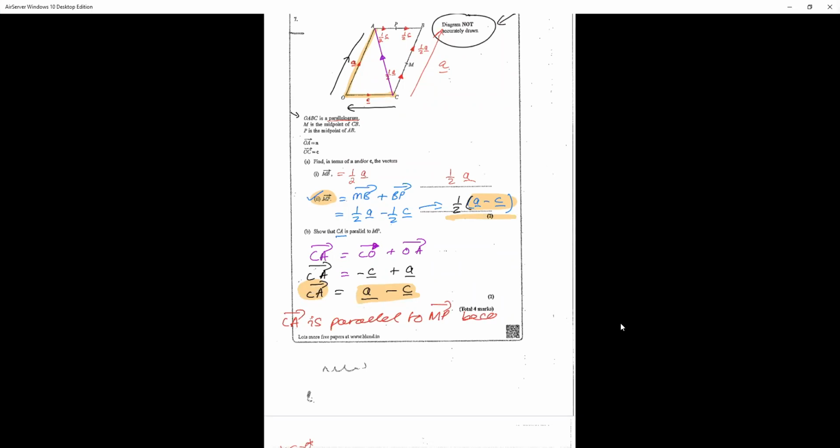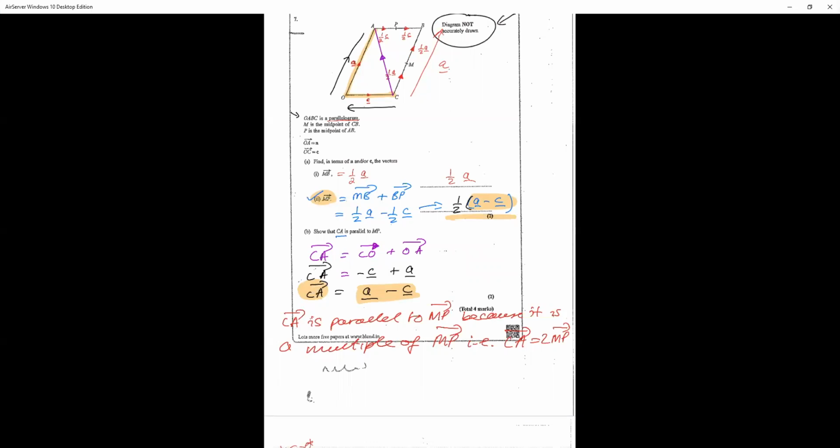Because it is a parallelogram. So CA is a multiple of MP. How is it a multiple? So we say C to A is equal to 2MP. Yeah, because MP is half and CA is the full. So that means CA is double the size. There you go. Parallel. Done.